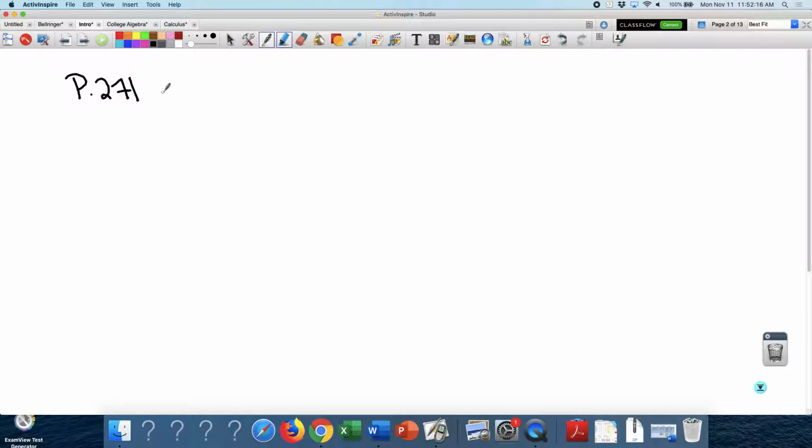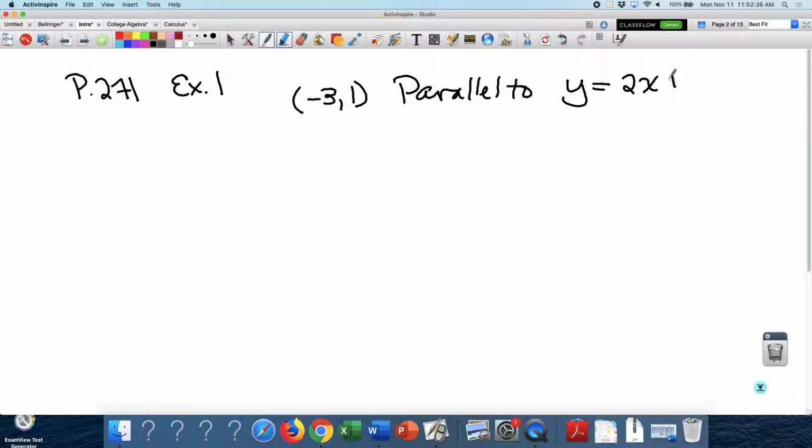All right, we're going to be looking at example number 1 at the bottom. It says, write an equation of a line that passes through the point -3, 1 and is parallel to y equals 2x plus 1. And we're only going to express this in point slope today. We'll do the slope-intercept tomorrow.